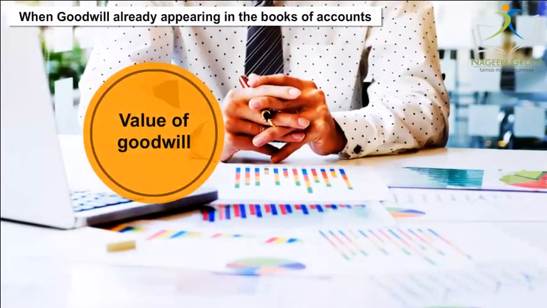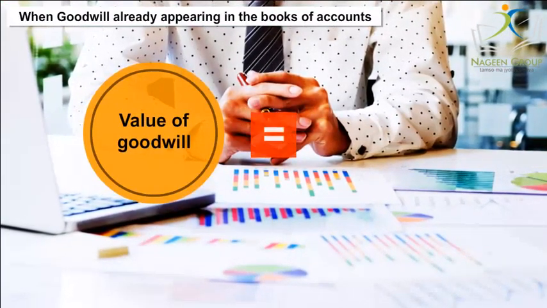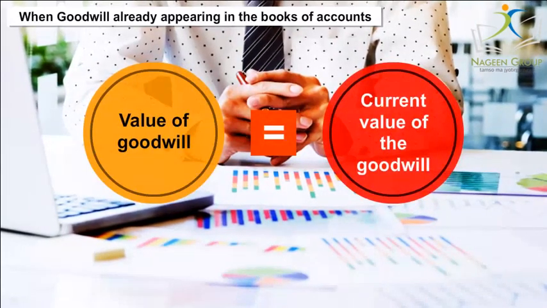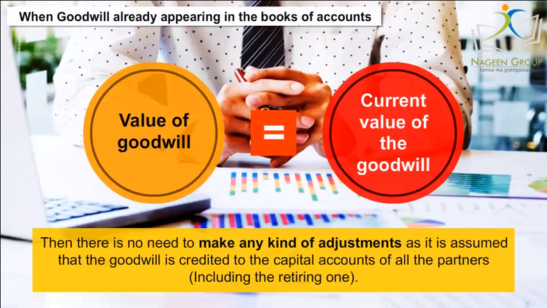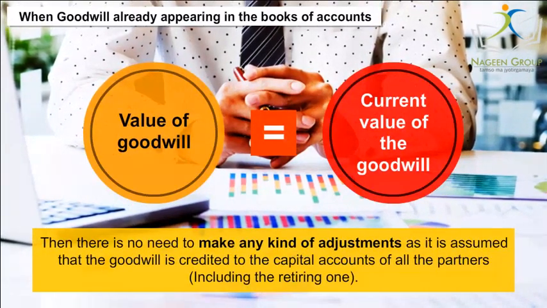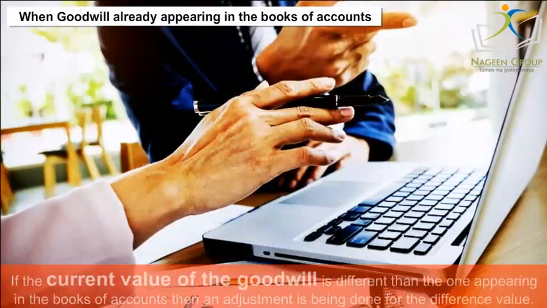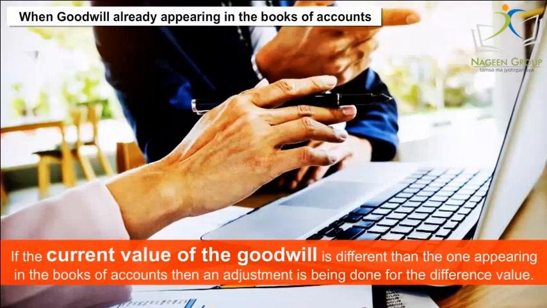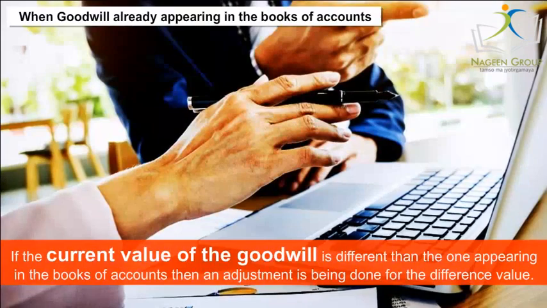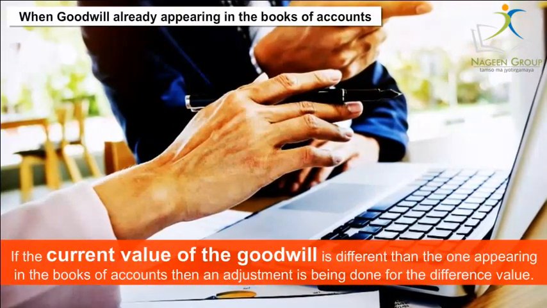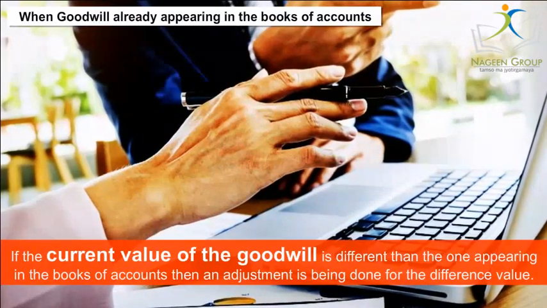In case the value of goodwill already appears in the books of accounts and is equal to the current value of the goodwill, then there is no need to make any kind of adjustments, as it is assumed that the goodwill is credited to the capital accounts of all the partners. But if the current value of the goodwill is different from the one appearing in the books of accounts, then an adjustment is done for the difference value. In this, 2 kinds of situations we can face.